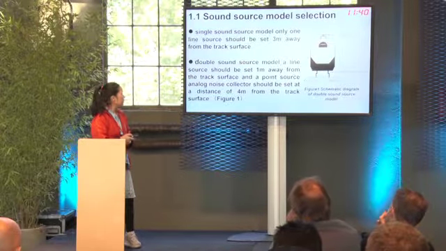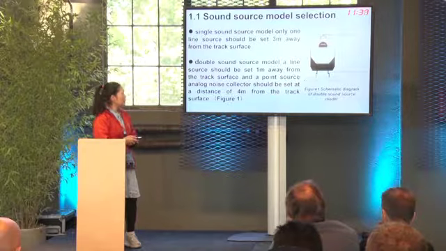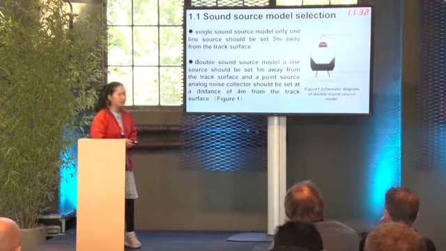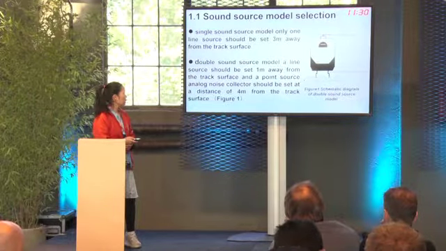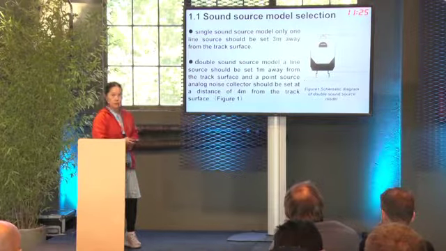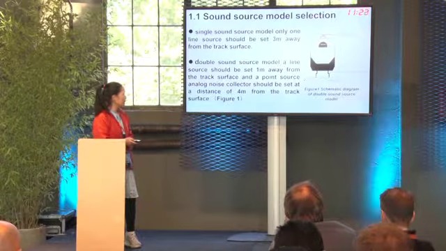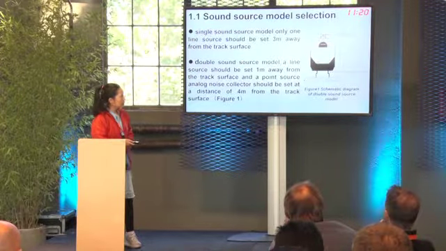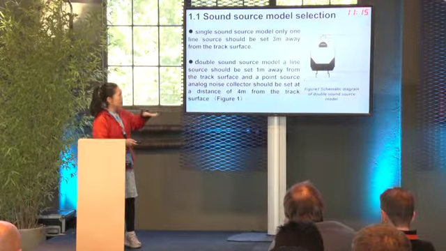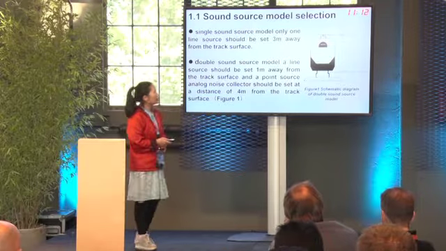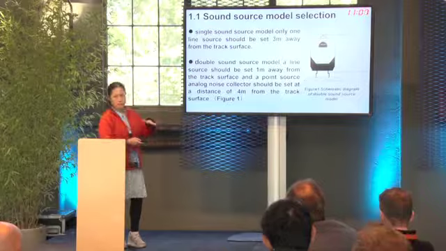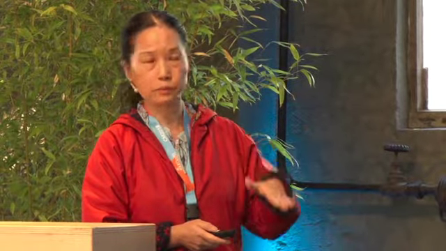In the double sound source model, a line source should be set 1 meter away from the track surface, and a point source analog noise collector should be set at a distance of 4 meters from the track surface. We can see from figure 1, at the top is the electric noise source, and the virtual noise source is on the bottom.